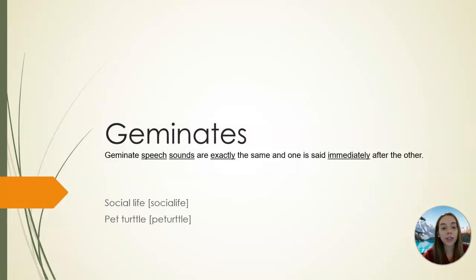So we have pet turtle, pet turtle. But we want to connect it, we want to say one T because we have two T's. And we can get very confused. So we say pet turtle, pet turtle.